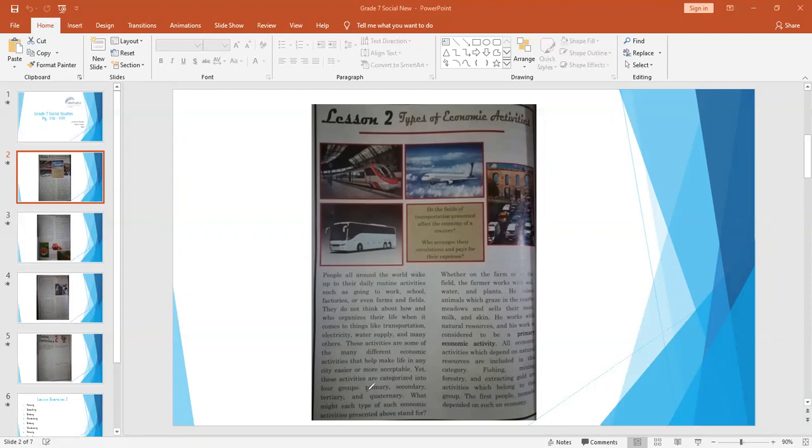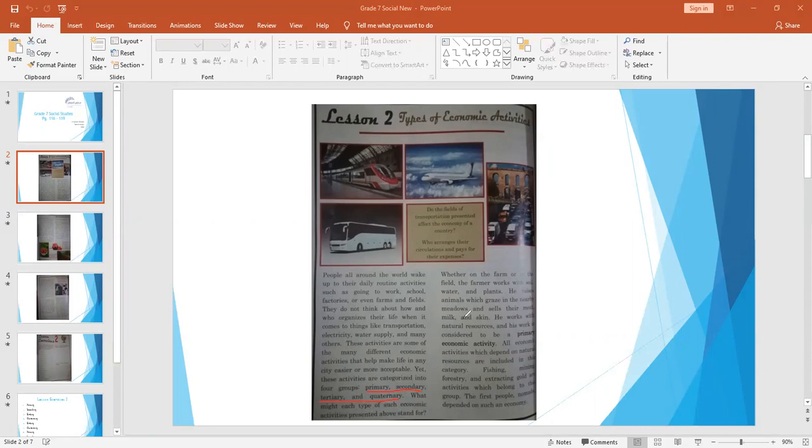Get your highlighter or pen ready. Primary, secondary, tertiary, and quaternary. Those are the 4 types of economic activities that we now get globally: primary, secondary, tertiary, and quaternary. What might each type of such economic activities presented above stand for? So now we're going to try to understand these 4 different types of economic activities.